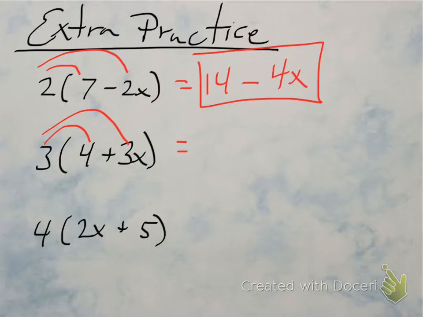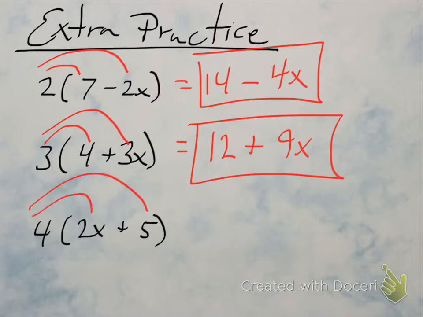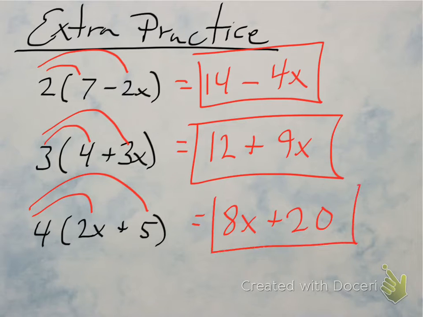Let's do it again. 3 times 4? 12. 12. And 3 times 3x? Is 9x. 9x, and the plus carries over, and I'm done. See? You're doing great with the distributive property. And 4 times 2x? 4 times 2 is? 8. 8x's. And 4 times 5 is? 20. 20, and this one was a plus, so we keep the plus. So that is all there is to using the distributive property.